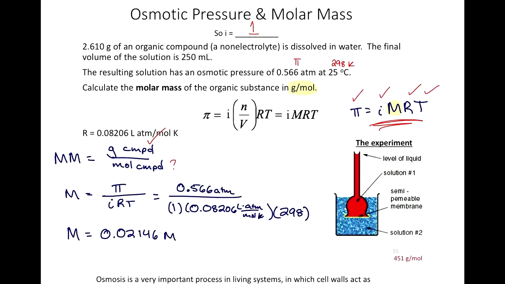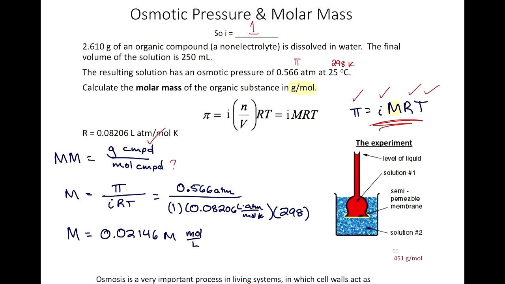Is that the number I put in the denominator? We want a mole amount of compound. This is just a concentration. So let's recall, what is the unit of molarity? Moles per liter. So if I had a liter of solution, it would mean I have 0.02146 moles of compound. But do I have a liter of solution? No, I only have 0.25 liters of solution.